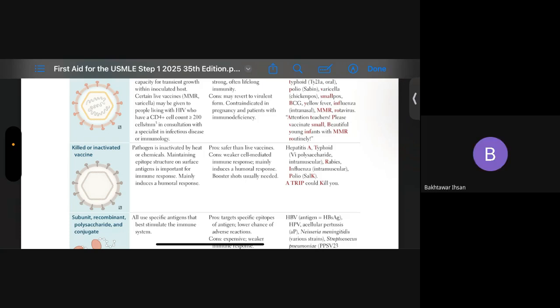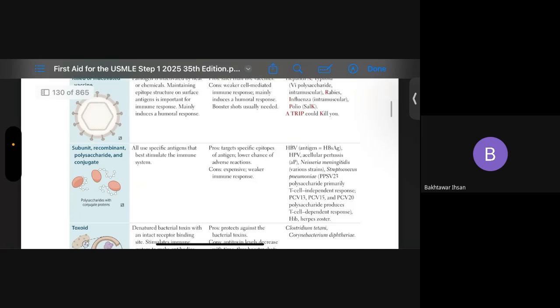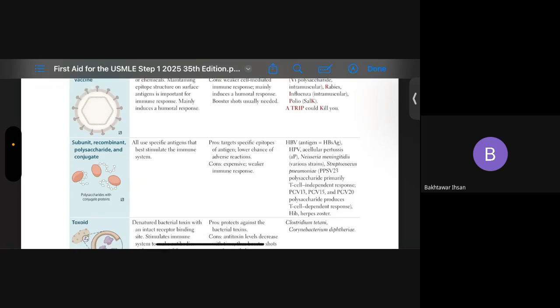Okay, that's great. So hepatitis A, typhoid we discussed, rabies, influenza, polio, the SARS variant. Yes, it's a booster dose. The other one is the subunit, recombinant, polysaccharide, and conjugate. We discussed using the polysaccharide component.